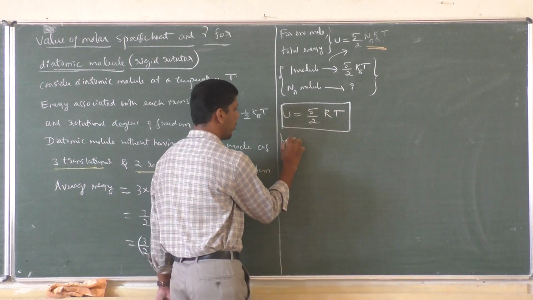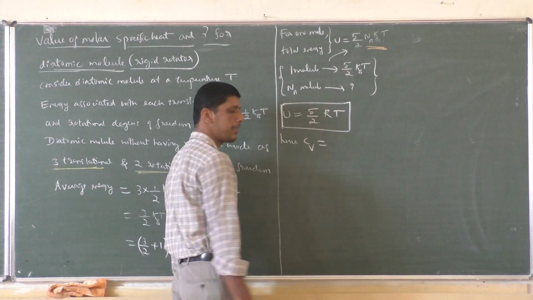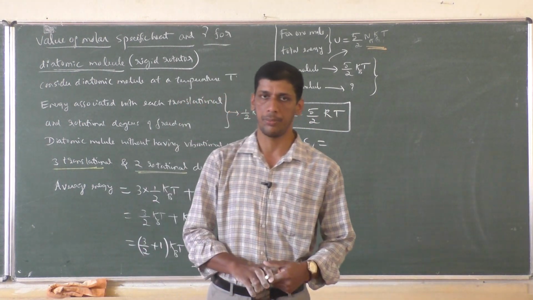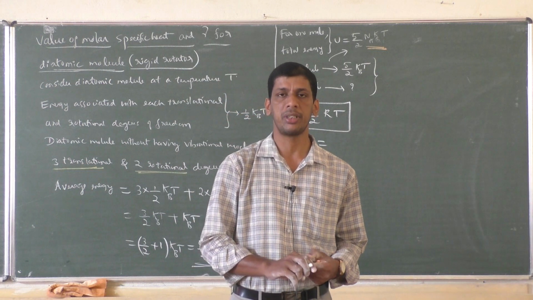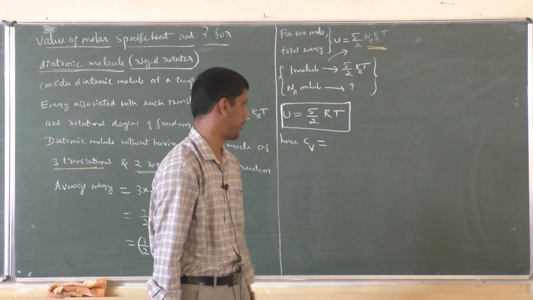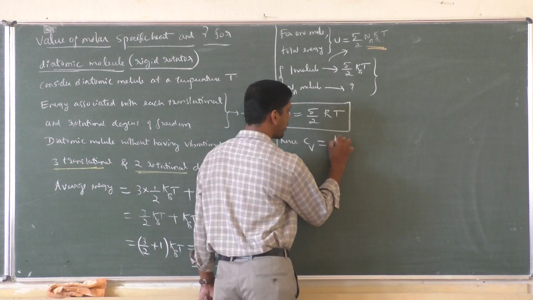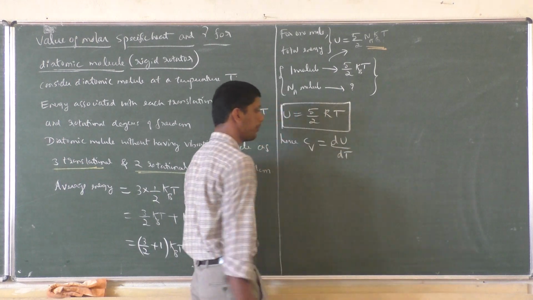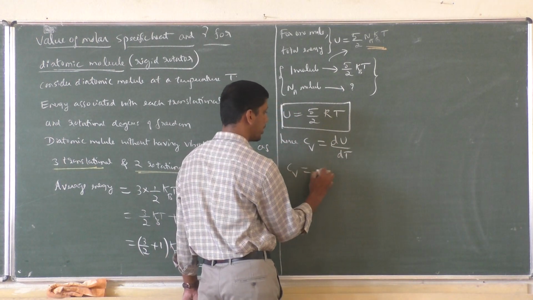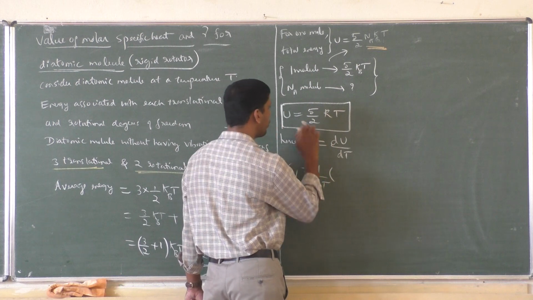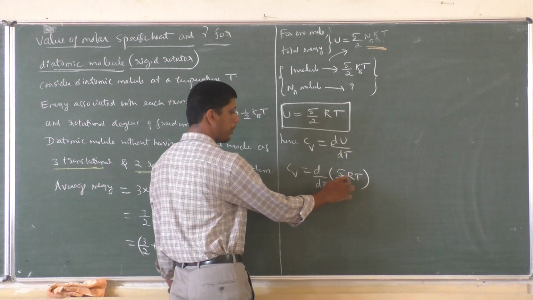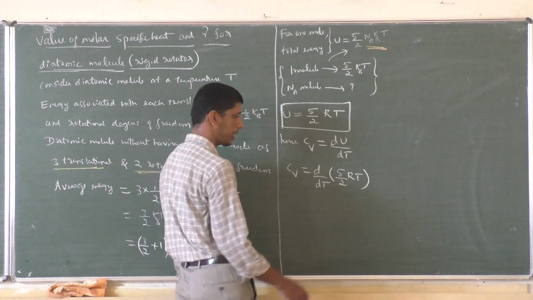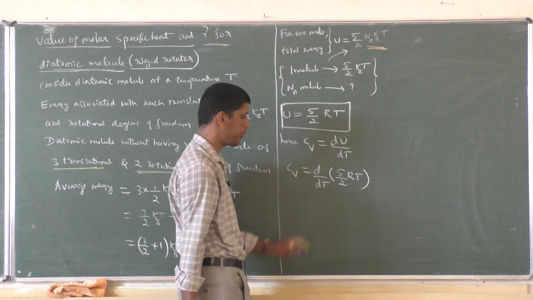And hence what is the formula for Cv now? Cv, the molar specific heat at constant volume, can be defined as the amount of heat required to raise the temperature of 1 mole of the gas by 1 degree Celsius. That means the formula is given by dU by dT, that is d by dT of U. U is obtained here, 5 by 2 RT. 5 by 2 is constant, R is a constant. Only the temperature changes as we supply the heat.